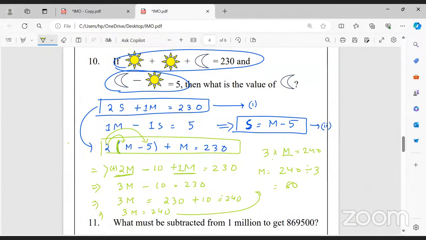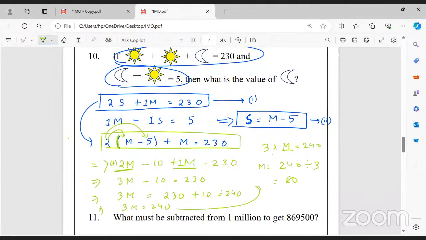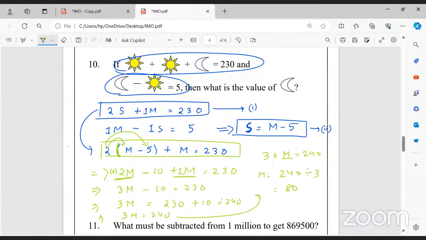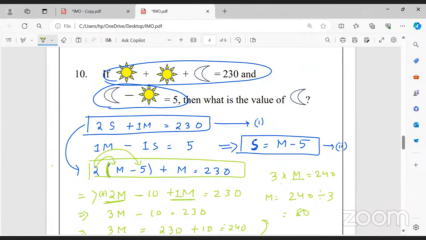Number 10 is a bit tricky question. It's a bit of critical thinking. You have to go with the equation, darling. Suchishmita. Right. You have to go with the equation to find the answer. I repeat again. The value is given: 2 sun plus 1 moon is 230. And then moon minus sun is equal to 5. You are asked to find out the value of only one moon.